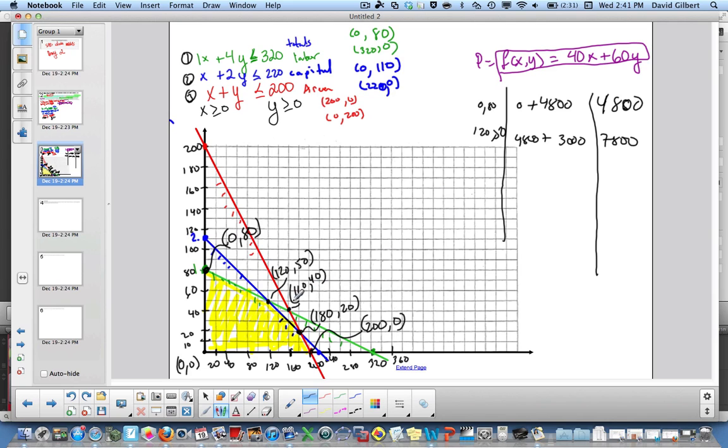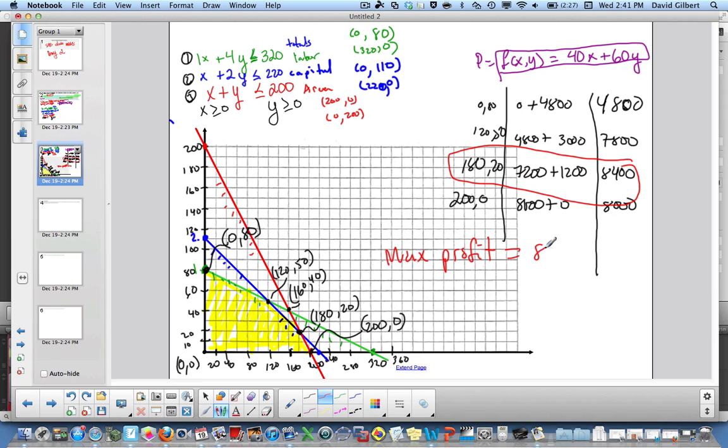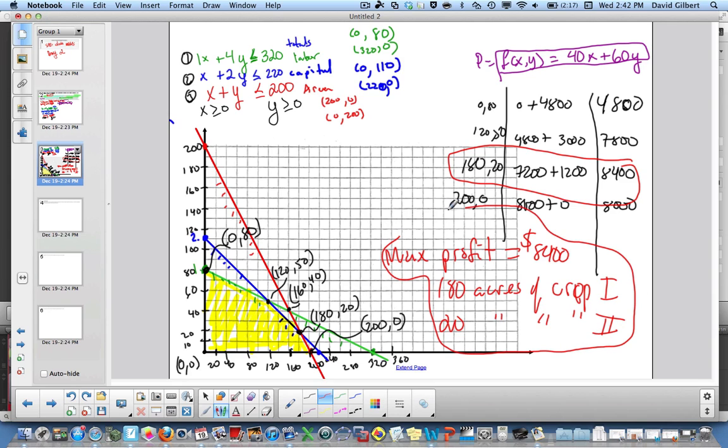Our other point is, this one's not on the edge of the feasible region, so we don't care about that for right now. 180, 20, and we plug that in and we get 7,200 plus 1,200, which is 8,400. And then our last point, 200, 0, we get 8,000 plus 0 equals 8,000. So our optimal point is this. So the max profit equals $8,400, and that occurs when we have 180 acres of crop 1 and 20 acres of crop 2. So that is answering the question that was being asked. Alright, so the next video will be the sensitivity analysis.